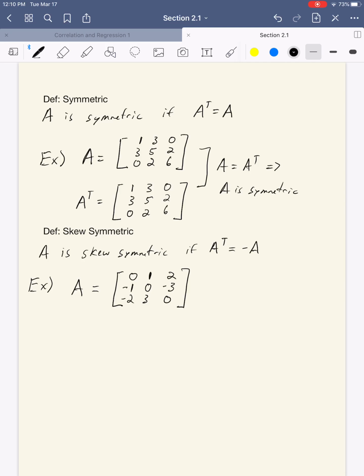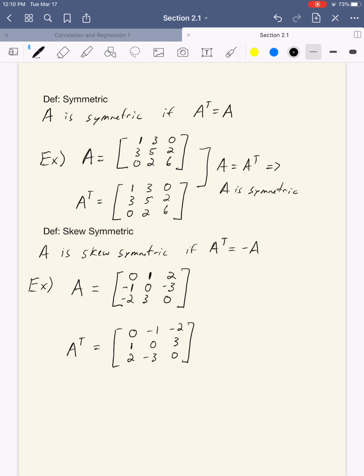So let's go ahead and look at the transpose of this matrix. So A transpose here, once again, take that first row, change it into your first column. So that would look like 0, 1, 2. Then take that second row and change it into your second column, so negative 1, 0, negative 3. And finally, take that last row and change it into your last column, so negative 2, 3, 0. Now, clearly, these matrices are not the same.